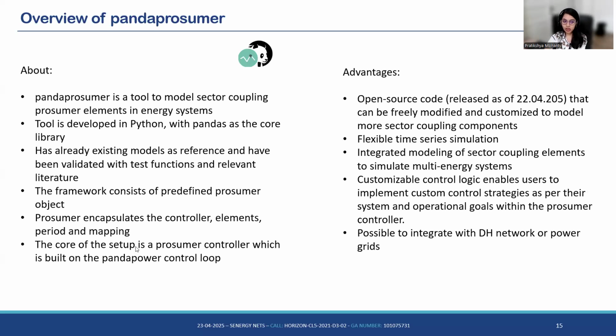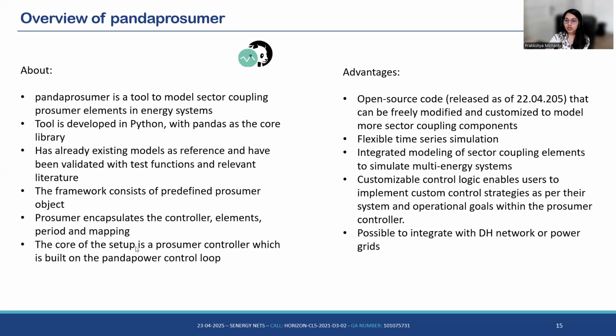As previously mentioned, the framework consists of something called a prosumer object, which can be imagined as a container, and this encapsulates different components such as controllers, elements, period, and mapping, but we will get to that in subsequent slides. The core of this setup is the so-called prosumer controller, and this is built on the already existing Panda Power control loop.